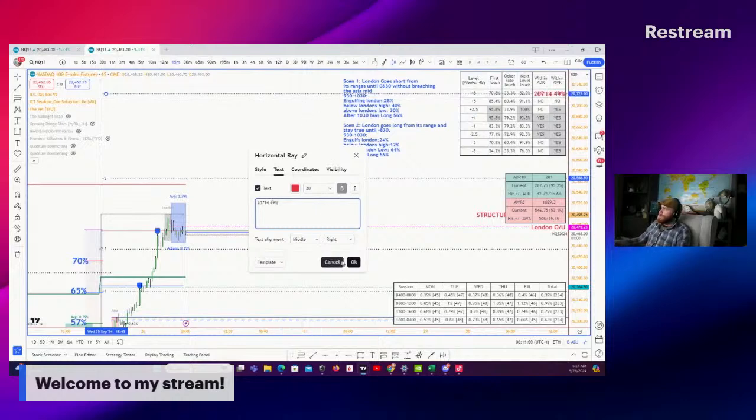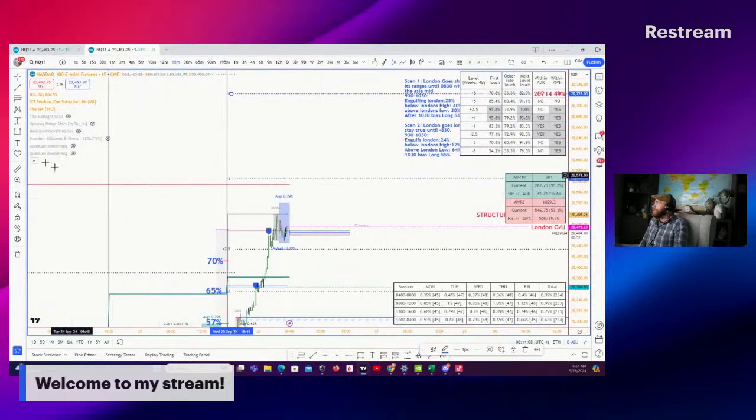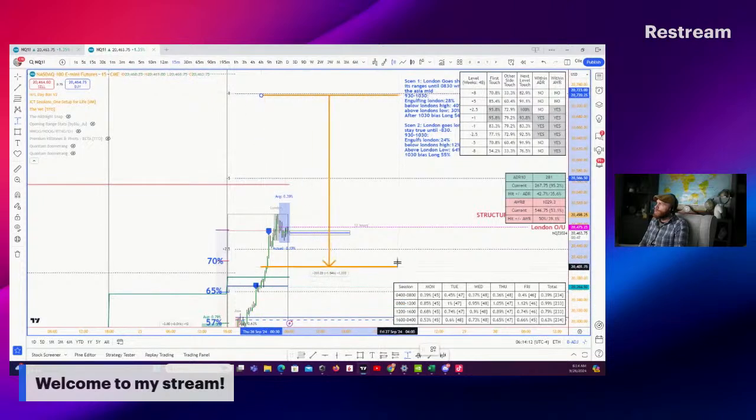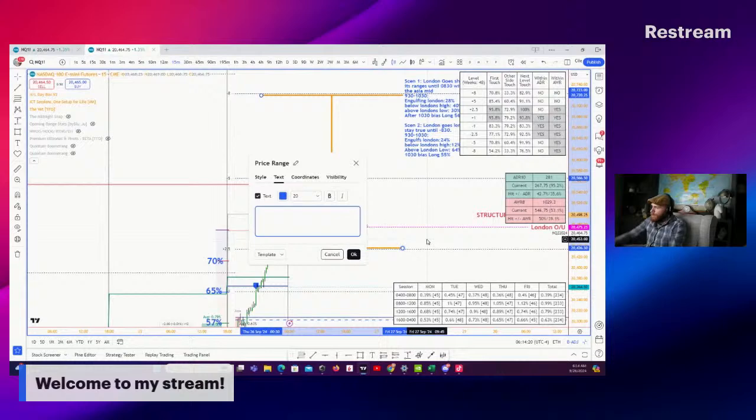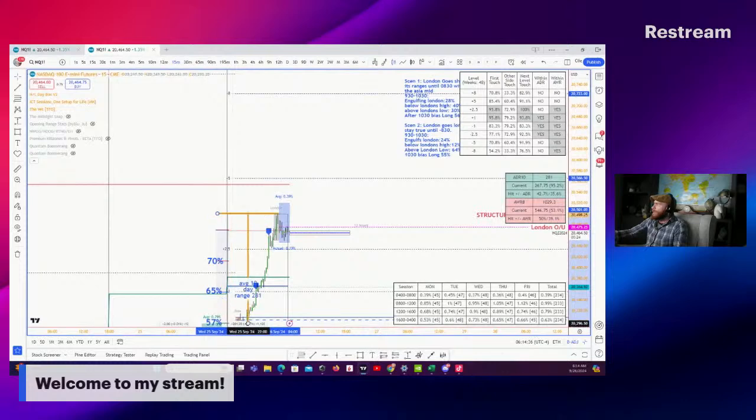So now what we're going to do, right, we're going to measure, we're going to start putting in our distribution. So if our average daily range is 281, which is right there, right here, average 10-day range 281. All right, and we've already hit that.